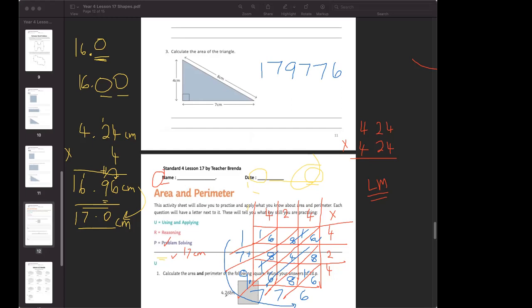Now look at your question. You have 4.24 times 4.24. All together got how many decimal places? There are 4 decimal places here. So moving your answer 1, 2, 3, 4, and it will sit here, your decimal place.